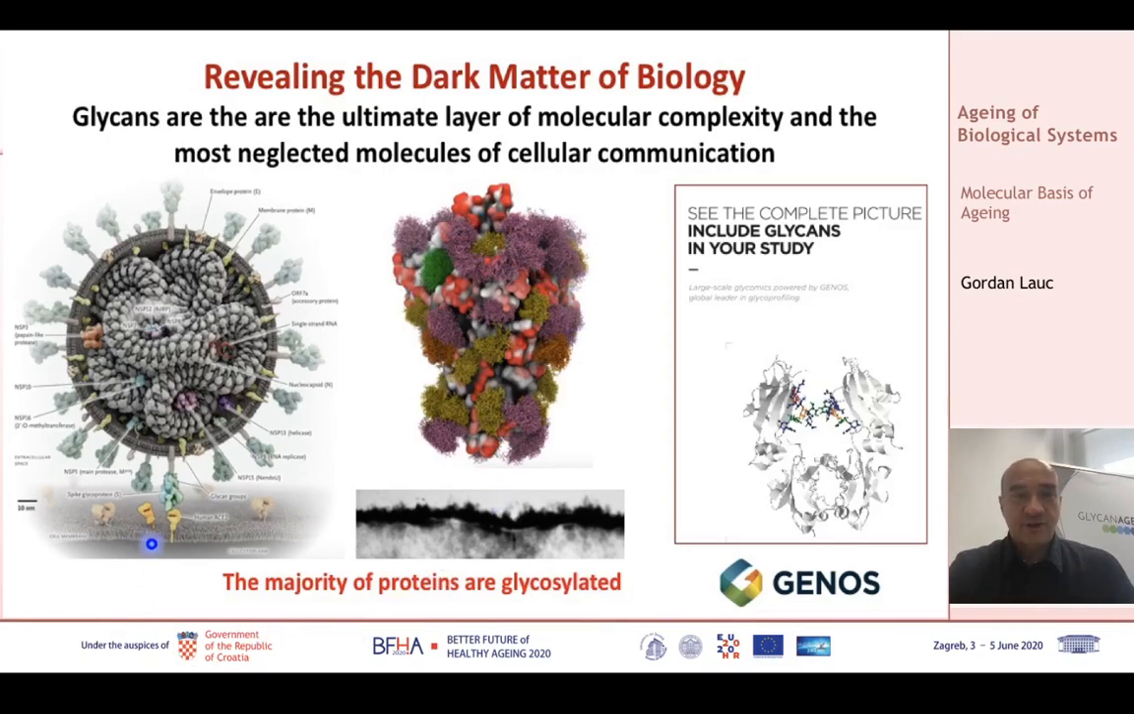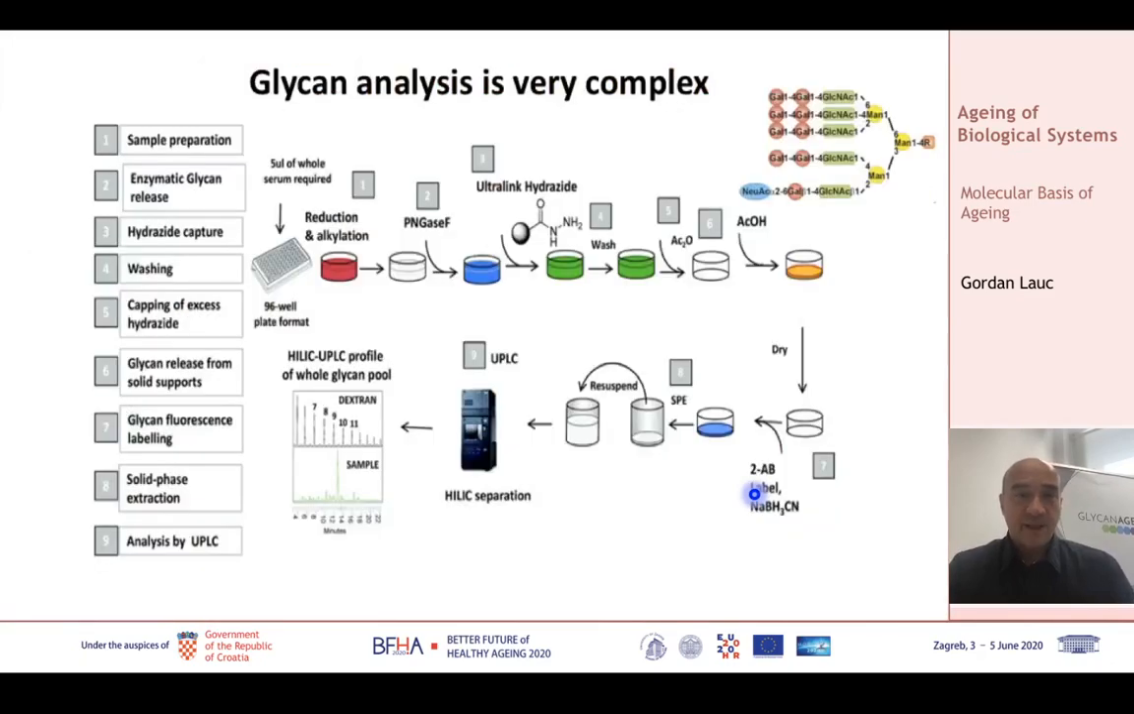And the same goes for the cell membrane, which is actually covered with a thick layer of glycans. So to reveal this dark matter of biology, to understand biology, we have to include glycans in what we do. But glycans are chemically very complex. They cannot be amplified. They cannot be produced in a lab.